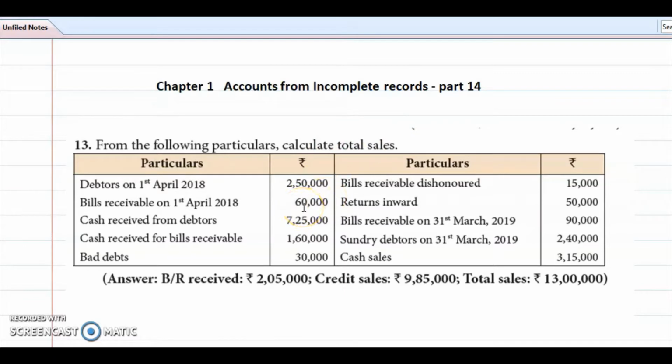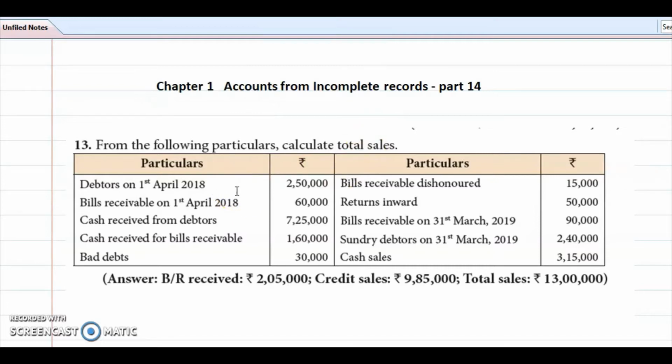How can we calculate? In the previous problem, how did we decide that the total debtors account should be prepared? Here, why do we need to prepare bills receivable, and how can we identify whether we have to create another account? In this problem, opening and closing bills receivable are given, so definitely we have to open the bills receivable account. Opening debtors and closing debtors are given, so the total debtors account we have to prepare. So in this problem we prepare two accounts, the bills receivable account as well as the debtors account.